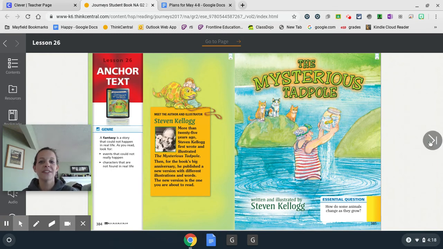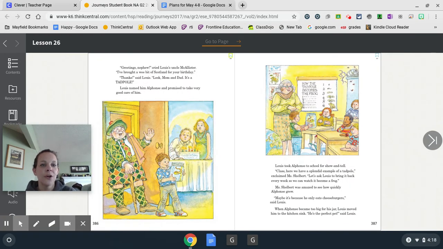The Mysterious Tadpole. "Greetings, nephew," cried Lewis's Uncle McAllister. "I've brought a wee bit of Scotland for your birthday." "Thanks," said Lewis. "Look, Mom and Dad, it's a tadpole!" Lewis named him Alphonse and promised to take very good care of him.